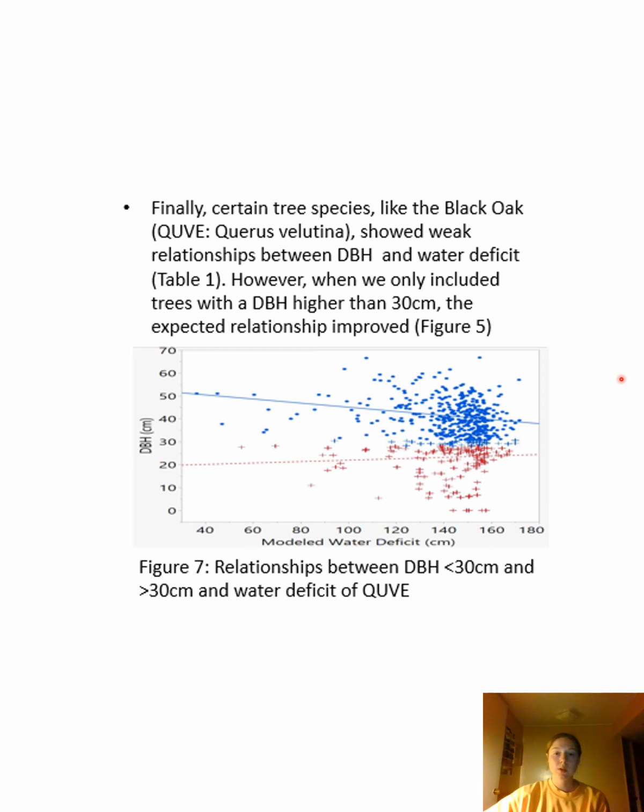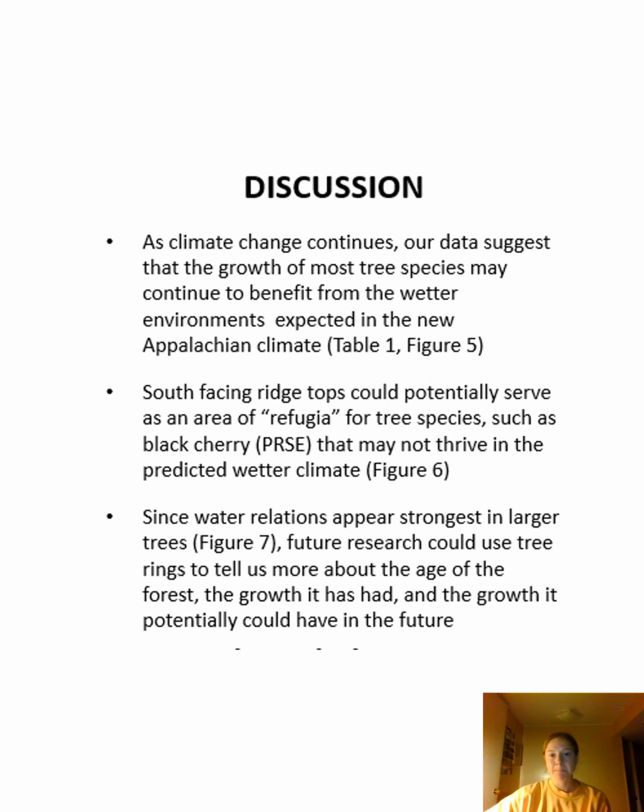And this black oak species is a great example of what a lot of the tree species showed originally. It originally showed a pretty weak relationship, not very significant. It wasn't until we included only the tree sizes with a DBH that was larger than 30 centimeters that the relationship improved, and it showed us more of what we were expecting. And we did that because trees smaller than 30 centimeters are most likely saplings and aren't tall enough to reach the canopy.